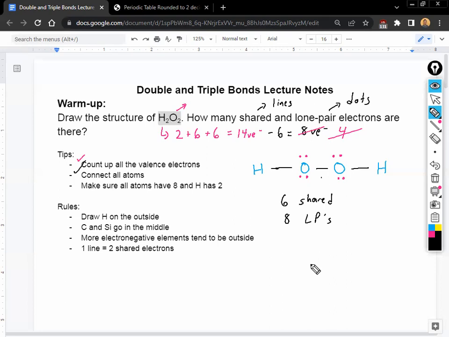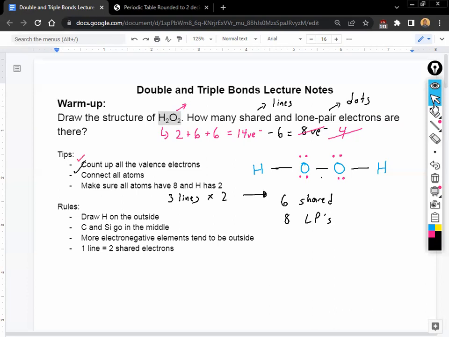All right, any final questions before we move on to the new stuff for today? It's not really new. We're just putting one layer on top of this. 6 shared come from the lines. You see how there's 3 lines, right? And every line represents 2 electrons, right? So we just multiply it by 2, and that's what gives us the 6 shared electrons.